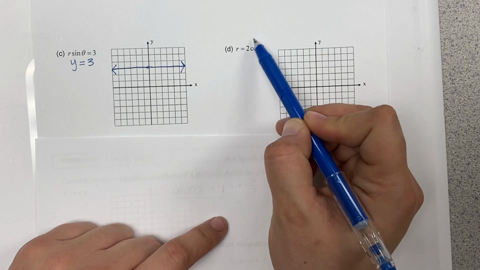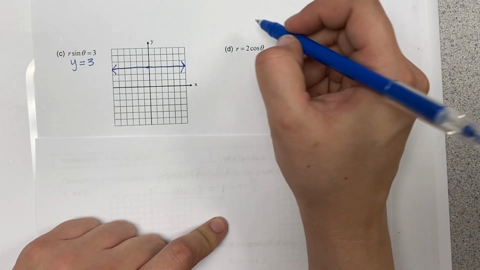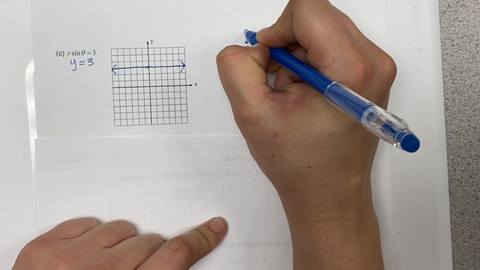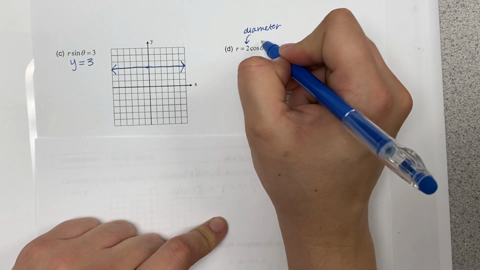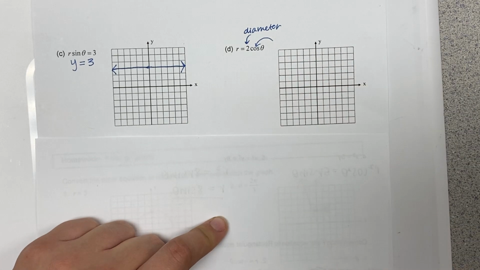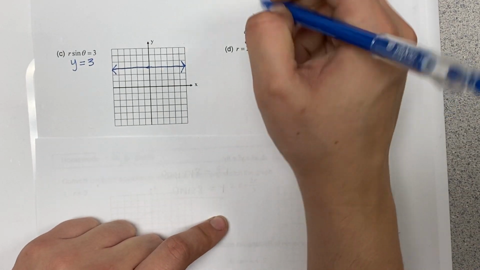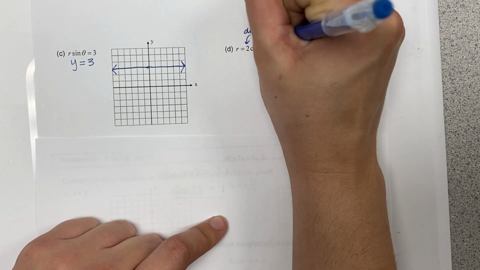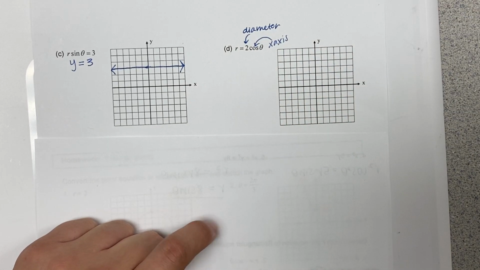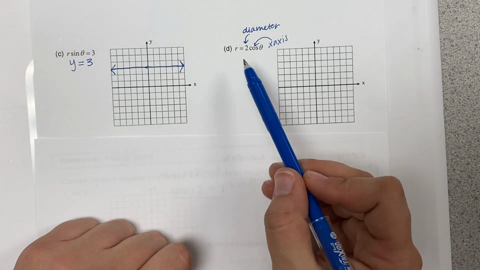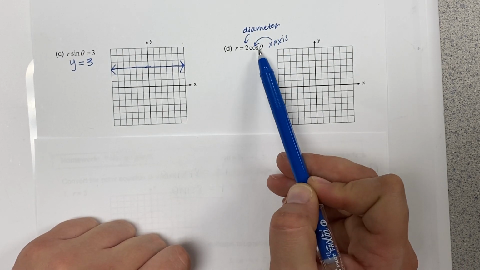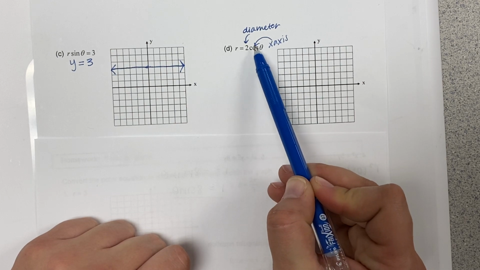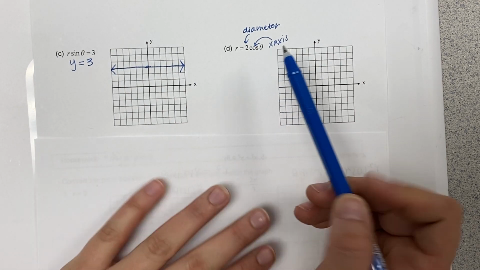This talks about a circle. This number is the diameter. And then sine or cosine tells us if it's on the x or y axis. Because it's cosine, what axis do you think it's on? Did you say x axis? Good job. So we're going to have a circle with a diameter of 2 on the positive x-axis. We're on the positive x-axis because this doesn't say -2, it said positive 2.